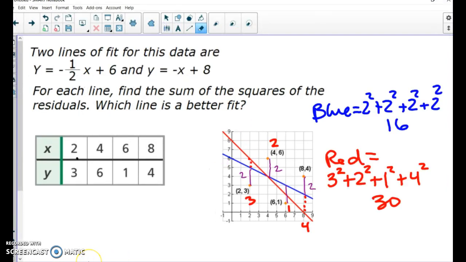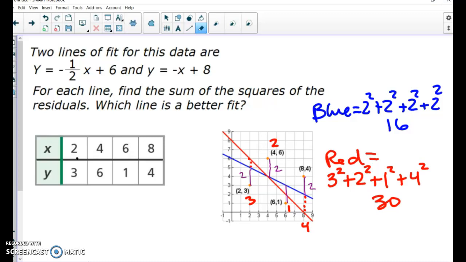So you can see here on the screen the line in blue. We've counted our residuals: the points 2, 3, 4, 6, 6, 1, and 8, 4. The blue line is 2 from the first point, 2 from the second point, 2 from the third point, 2 from the fourth point. All of those are written out in purple. So we can see the value of 2 squared times 4. 4 times 4 is 16.